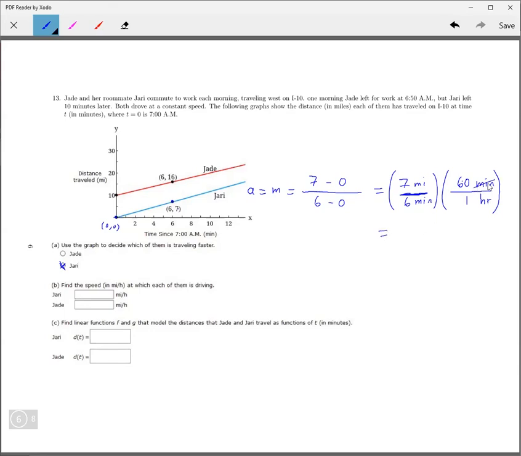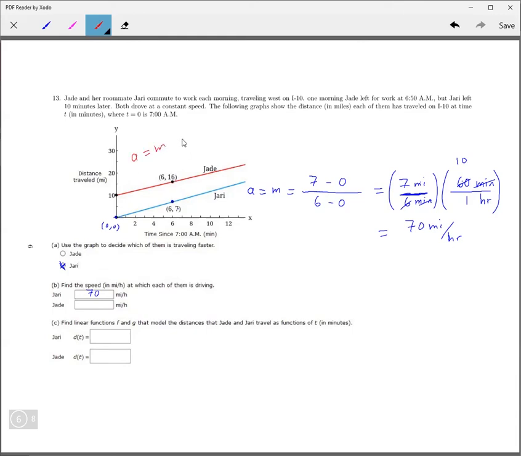When you do that, the minutes cancel. This 60 is reduced to 10. So you get 70 miles per hour. Notice miles is in the numerator, hours in the denominator. So Jade is going 70 miles per hour. I mean Jari. Oh wait, what am I saying? So Jari is doing 70 miles per hour. Okay, now Jade.